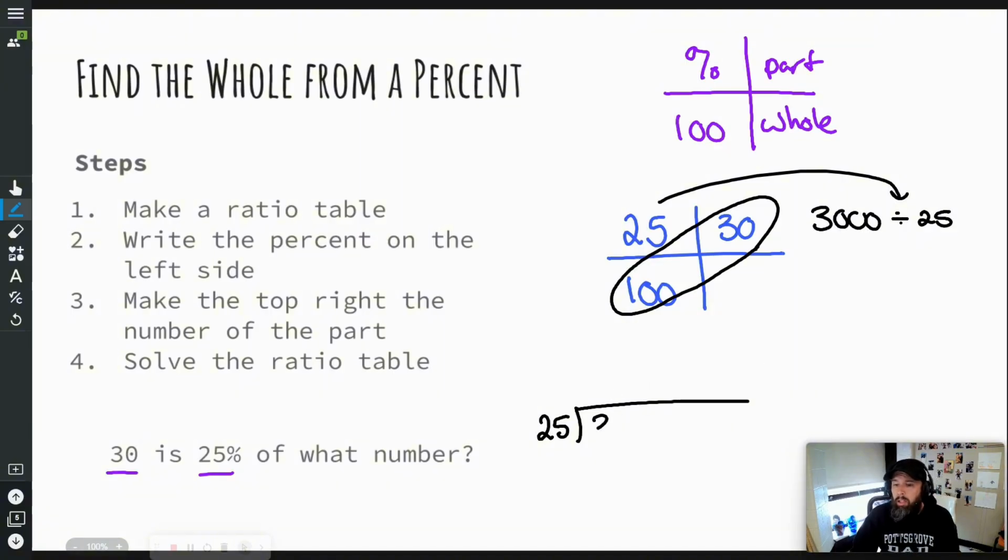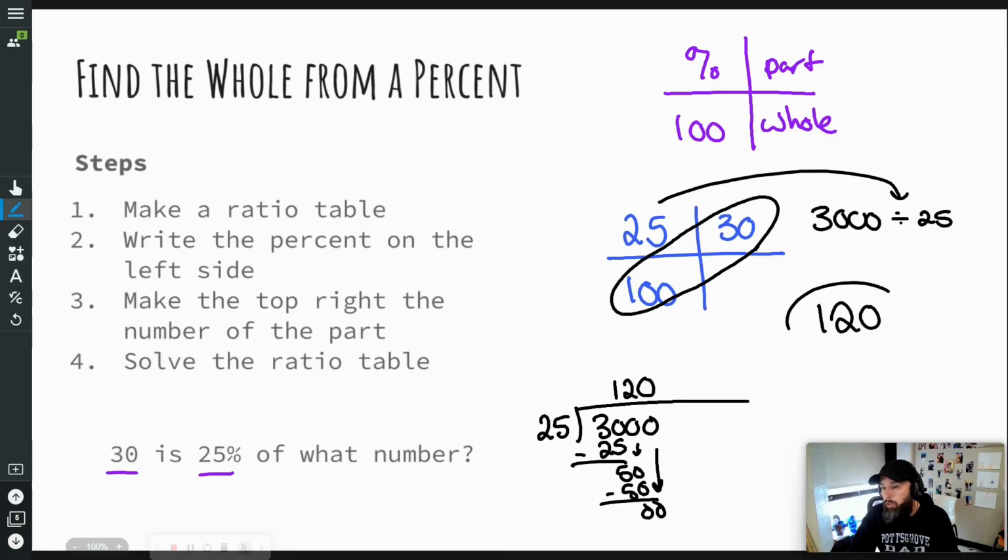25 goes into 3,000. Let me see. 25 goes into 30 once. 1 times 25 is 25. Subtract, 30 minus 25 is 5. Drop down the 0. 25 goes into 50 2 times. 2 times 25 is 50. Subtract, drop down the 0. Drop down the 0. 25 goes into 0 0 times. So we are left with 120. 120 is my whole. So 25% of 120 is 30.